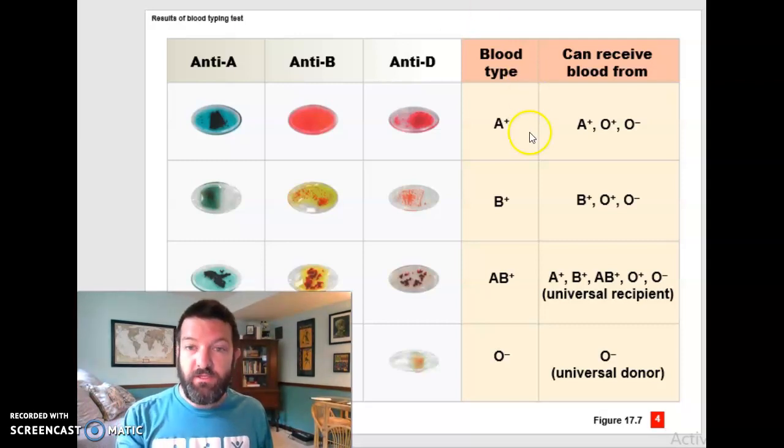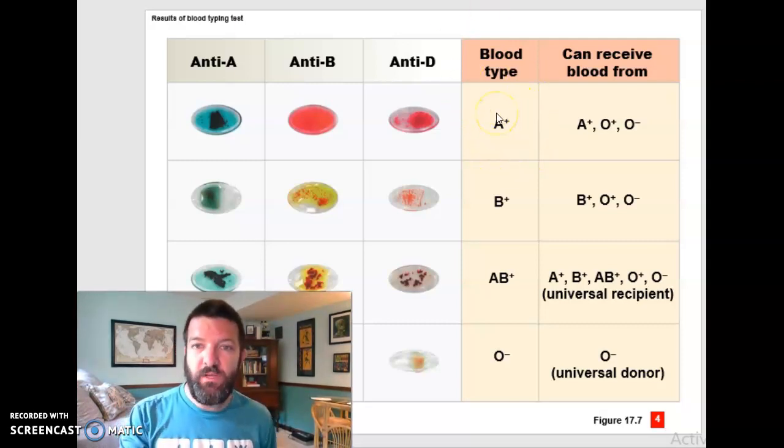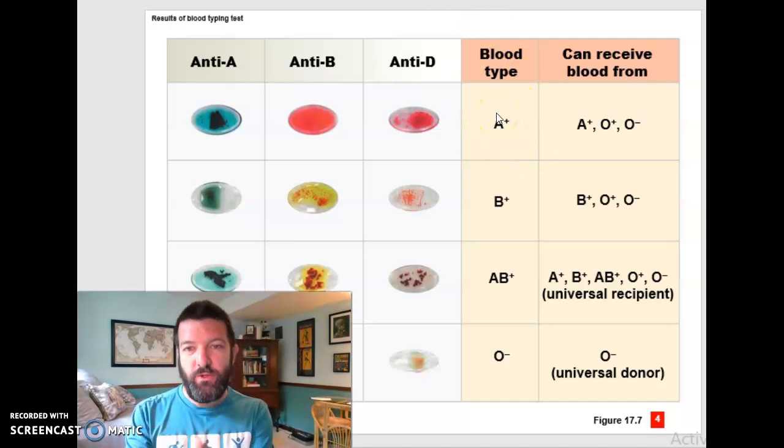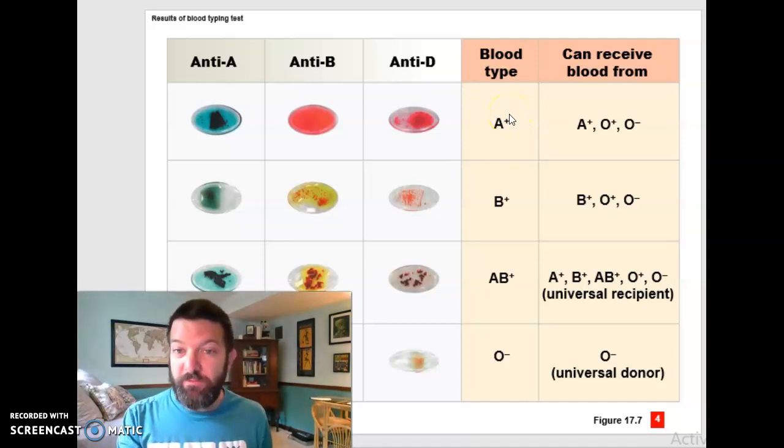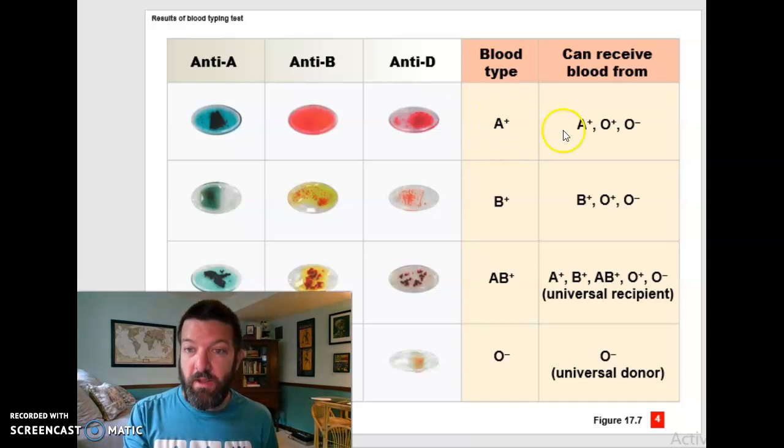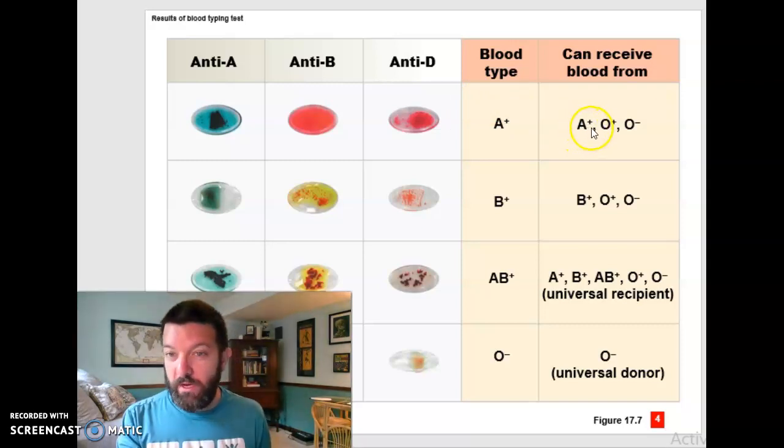So if I'm A positive and I'm the recipient, it matters about my antibodies and the donor's antigens, right? So what are my antibodies if I'm A positive? Well, anti-B, right? I can't have the A antibodies or the RH antibodies because they would attack my own cells. So I only have the B antibodies. So I can receive blood from anybody unless they have a B antigen, because then my B antibodies would attack them. So I can receive A positive blood or A negative blood.